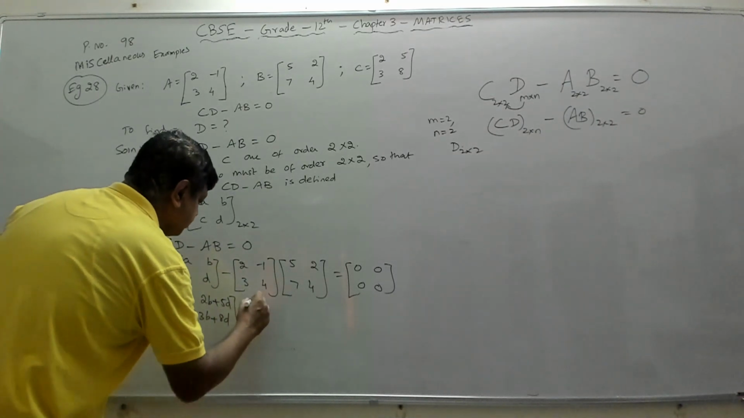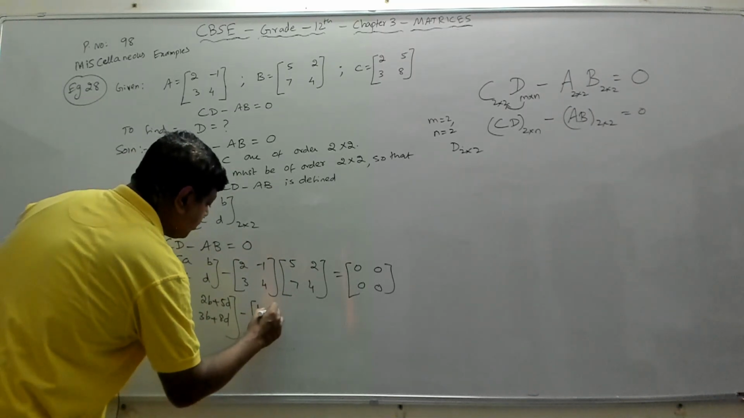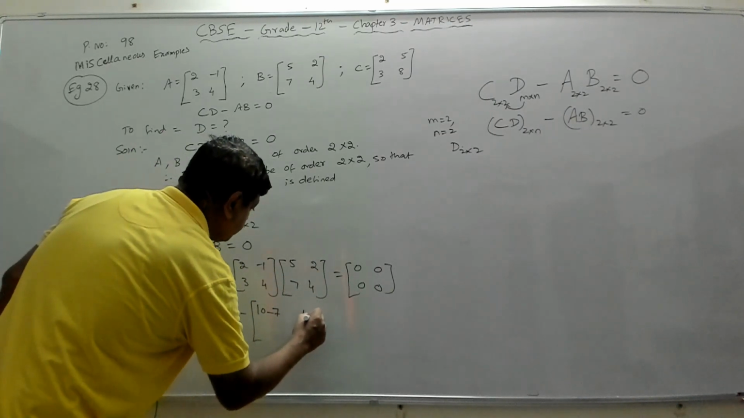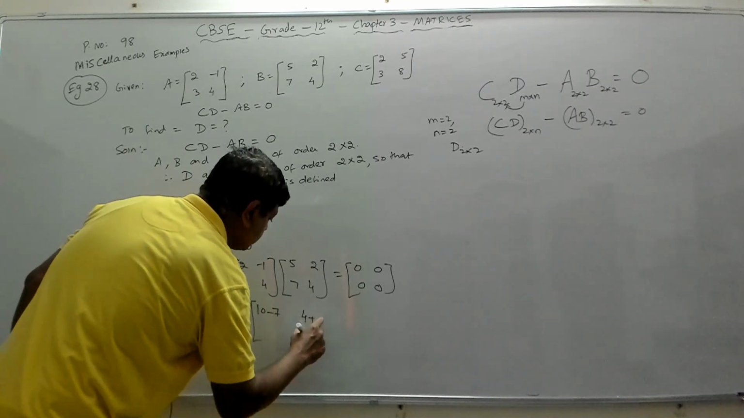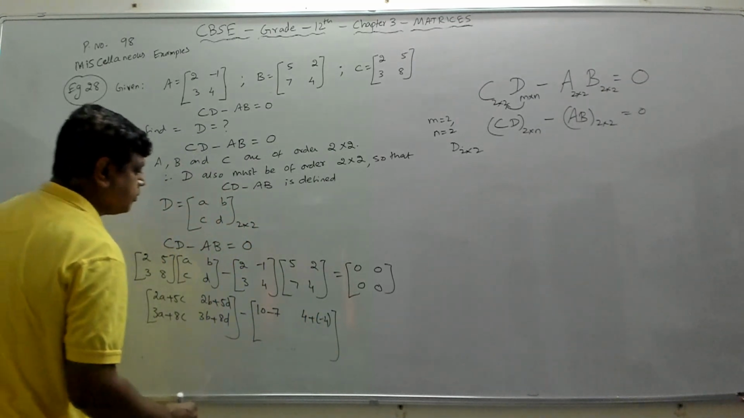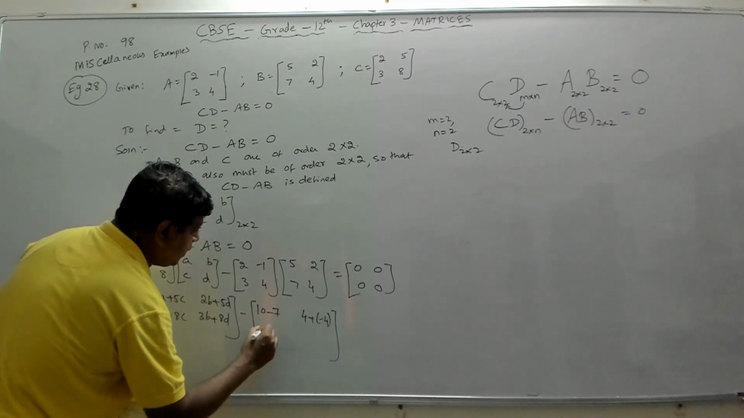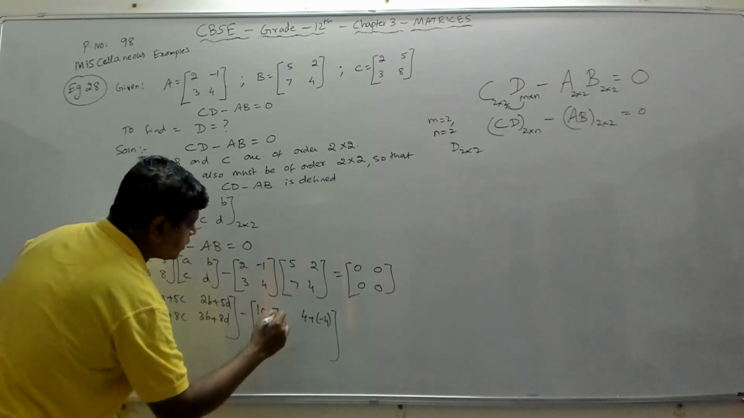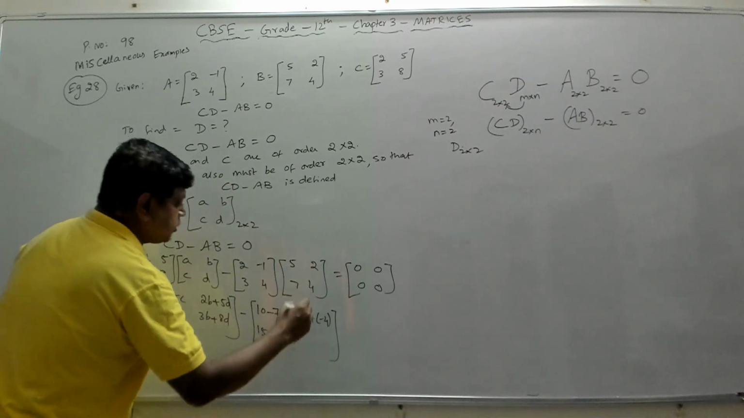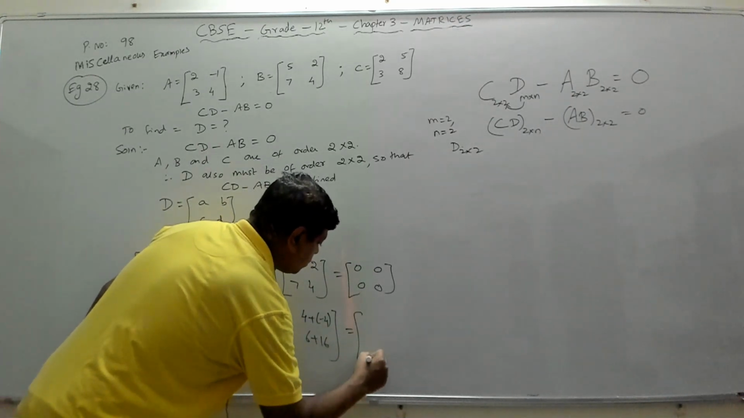Minus, multiply this: 2 into 5 is 10, 10 minus 1 into 7 is 7, then 2 into 2 is 4 plus 1 into minus 1 is minus 4, right? Now 3 into 5 is 15 plus 4 into 7 is 28. Now 3 into 2 is 6 plus 4 into 4 is 16. That is equal to 0, 0, 0, 0.